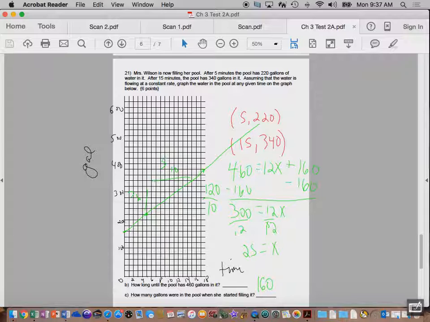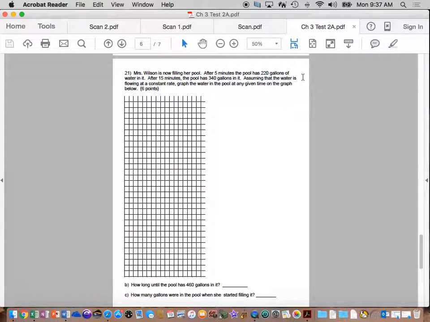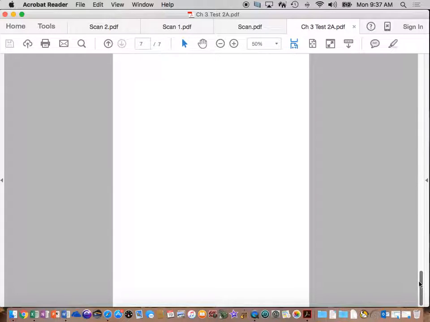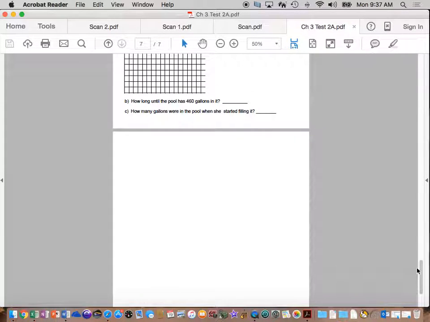All right, so graphing it's easy, and when we get to the point where it's a really big number like 460, we have to set up an equation in terms of mx plus b. All right, that looks like the last question we have to do.